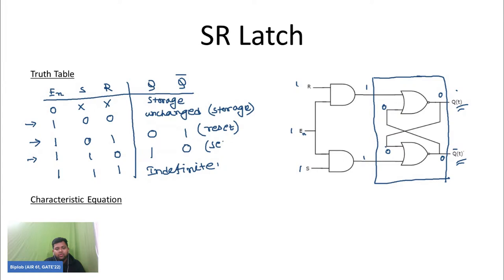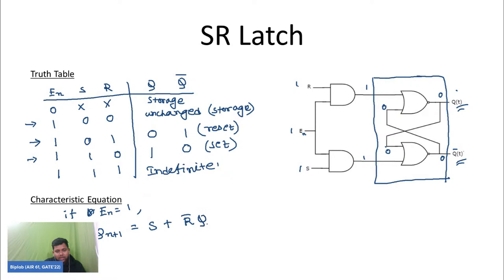Now, what is a characteristic equation? It is the equation which represents the output. What I just said is that the output you cannot represent using only this input. Your output should be expressed with the input as well as the previous output. So let me write the characteristic equation only for En equals to 1. When E equals 1, the output Qn plus 1, that means the n plus 1th output, will obviously be a function of S, R, and Qn. So that is S plus R bar Qn.